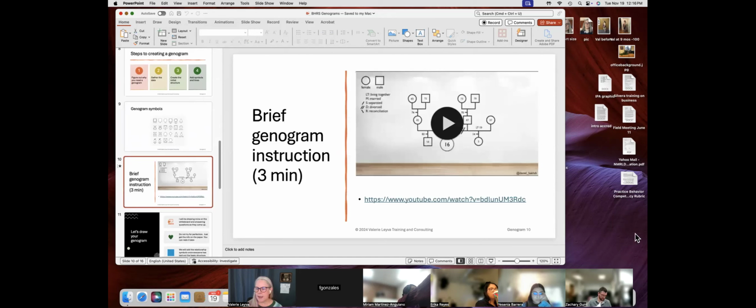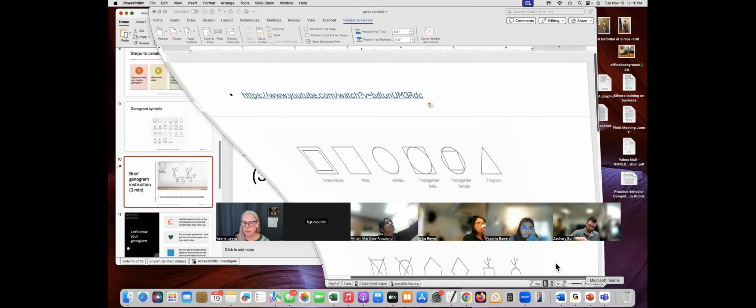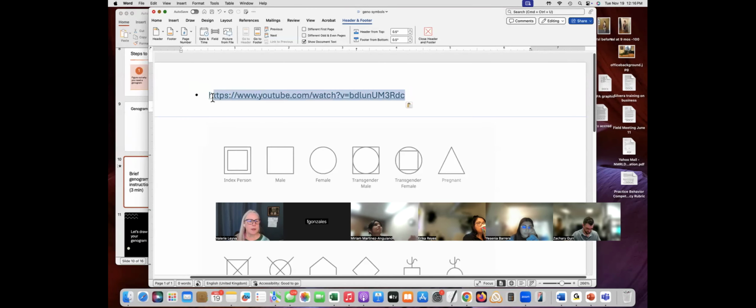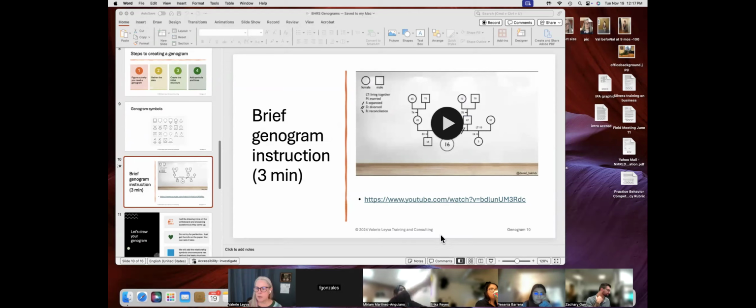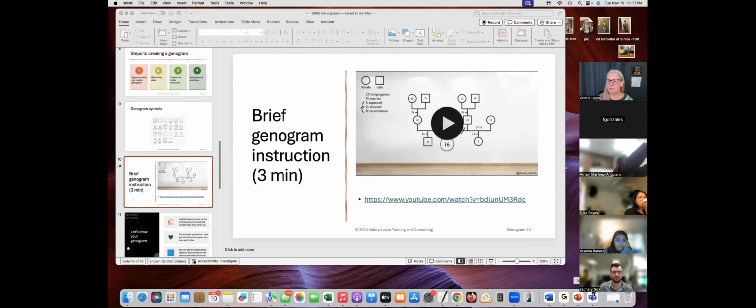So we're going to look at a really brief video. I'm going to move some things around so I can get to my cheat sheet in the chat and put the URL for the video in the chat. It's just a really quick three-minute video of this gentleman drawing a genogram. Take a couple of minutes to look at that, and we'll come back to the large group when you're done.